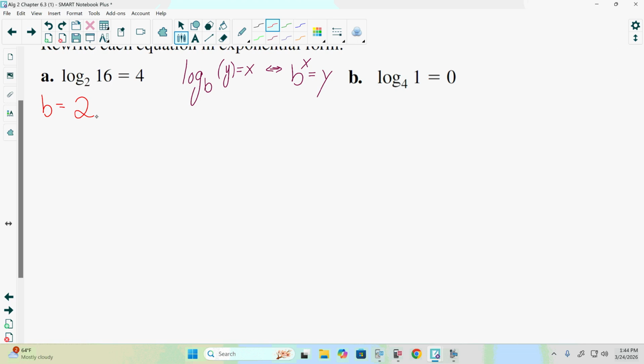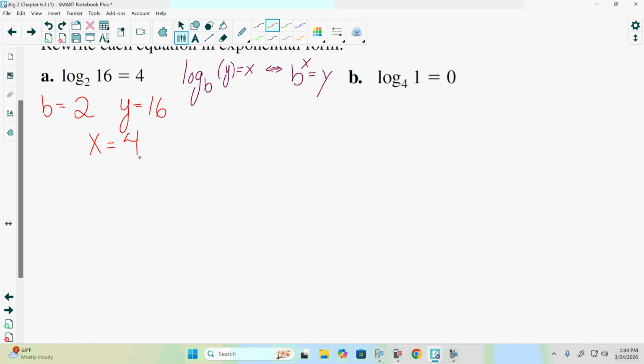So 2, because that number that's written lower is the base, which is our b in the given form. But for this equation, it is 2. What is y in this equation? y would be 16, and x is 4. So we replace the b with 2, we replace the y with 16, and the x with 4. Questions on how we found x, b, and y?